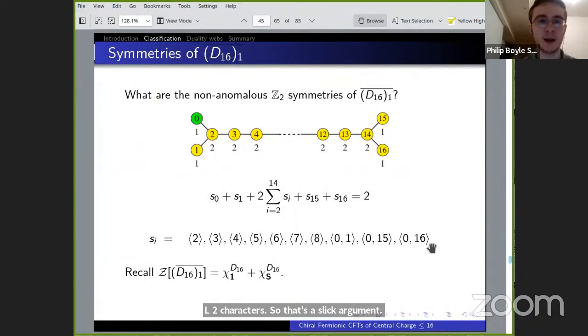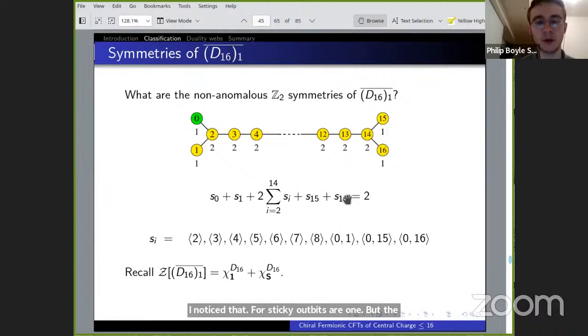Okay, I promise I'm nearly done. Let's just do the remaining theory. So the other c equals 16 theory is D16 level one over bar. So what are the non-anomalous residual symmetries of this chiral CFT? So here's the Dynkin diagram, well, the extended Dynkin diagram, zero being the extending node. Now notice that the comarks of the sticking out bits are one, but the comarks of the middle spine are all two.